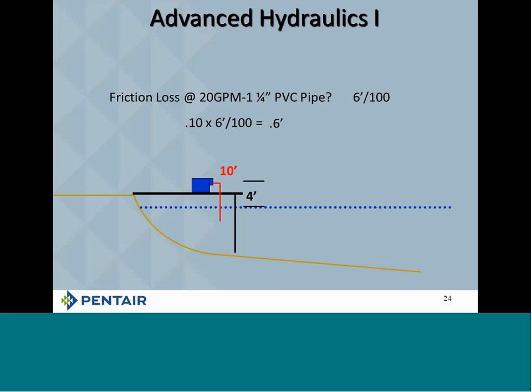Okay? So now, total suction lift. Let's talk about that for a second. Total suction lift includes two things. It includes the vertical distance from the water to the datum plane, and it includes the friction loss. So if I add those two things together, my total suction lift is going to equal 4.6 feet.